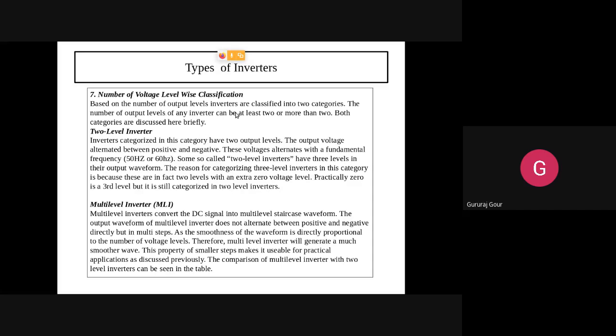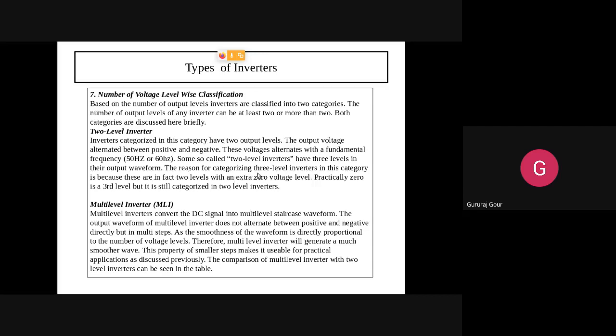Okay, based on the number of output levels, inverters are classified into two categories. The number of output levels of any inverter can be at least 2 or more. Okay, so in a two level inverter, the output voltage is changing between positive and negative. So these voltages are constantly swinging with the fundamental frequency of 50 to 60 Hertz. And hence they are known as two level inverters because they are swinging back and forth between the two levels here, and have three levels in their output waveform.